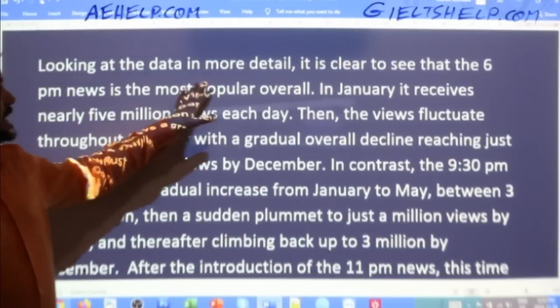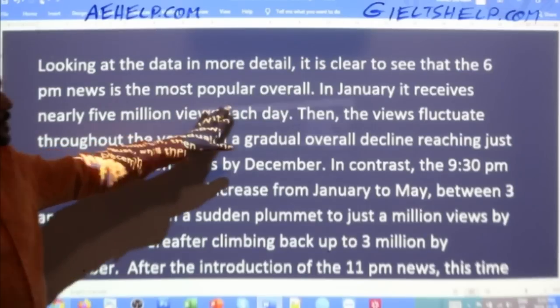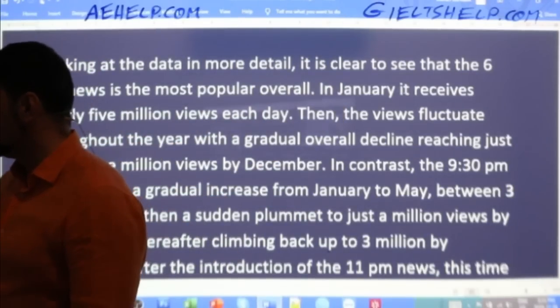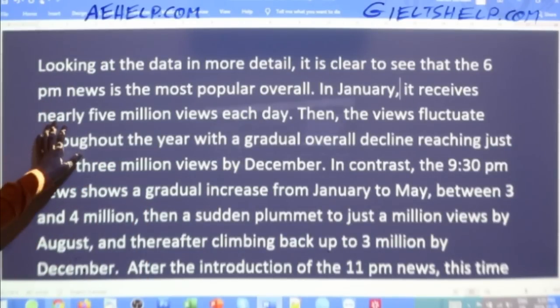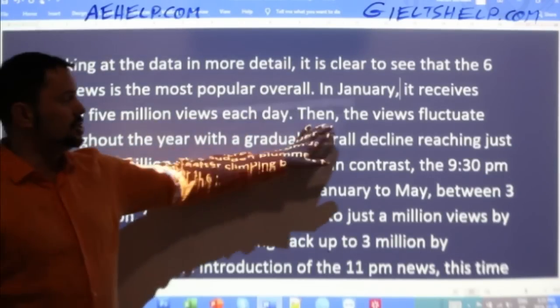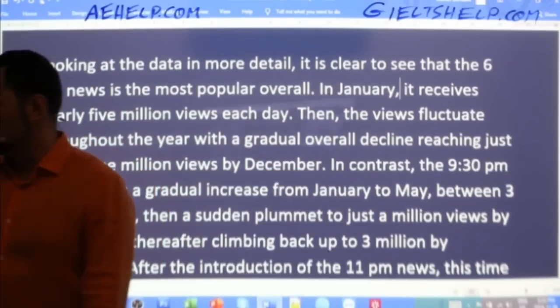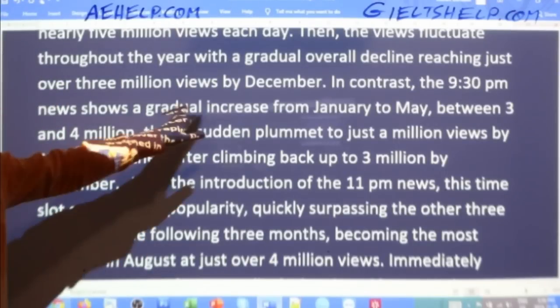Looking at the data in more detail, it is clear to see that the 6 p.m. news is the most popular overall. In January, starting with the time expression, always follow that with a comma, it receives nearly 5 million views each day. Then the views fluctuate throughout the year with a gradual overall decline reaching just over 3 million views by December.